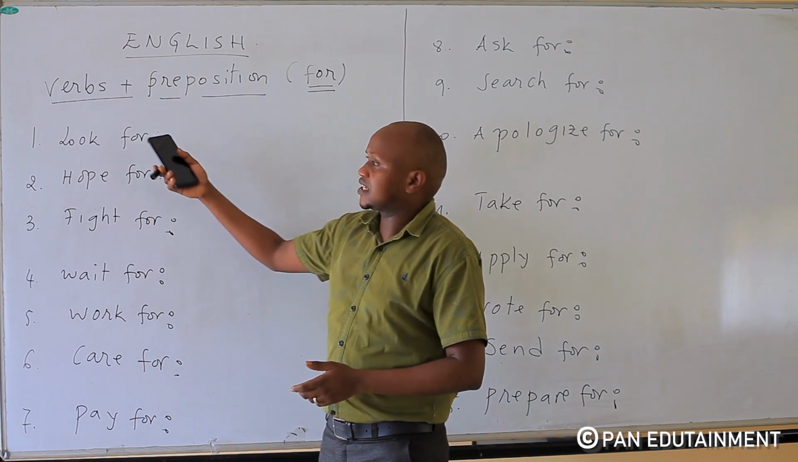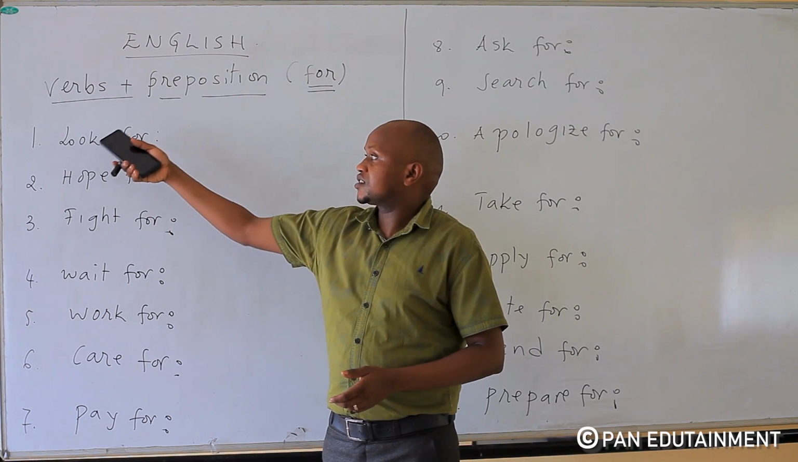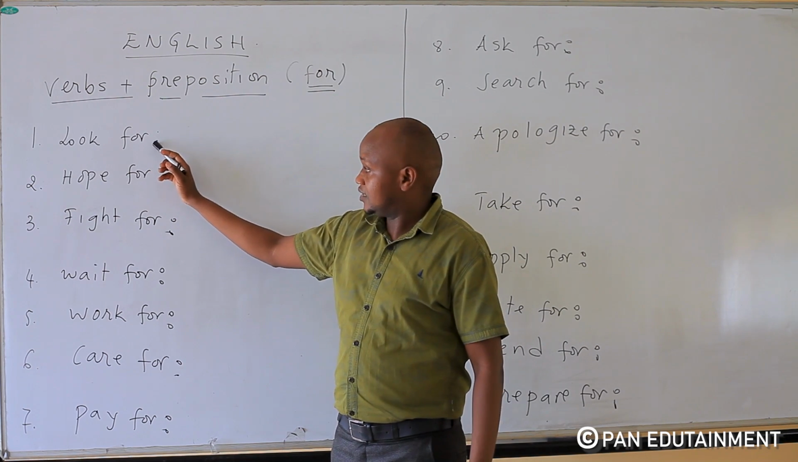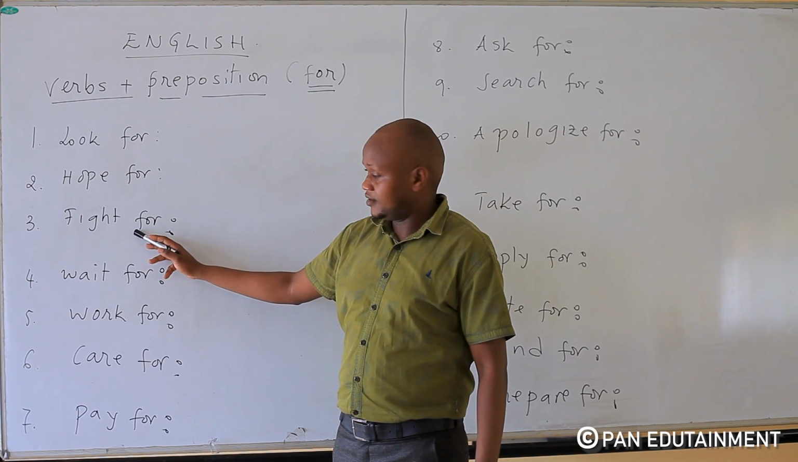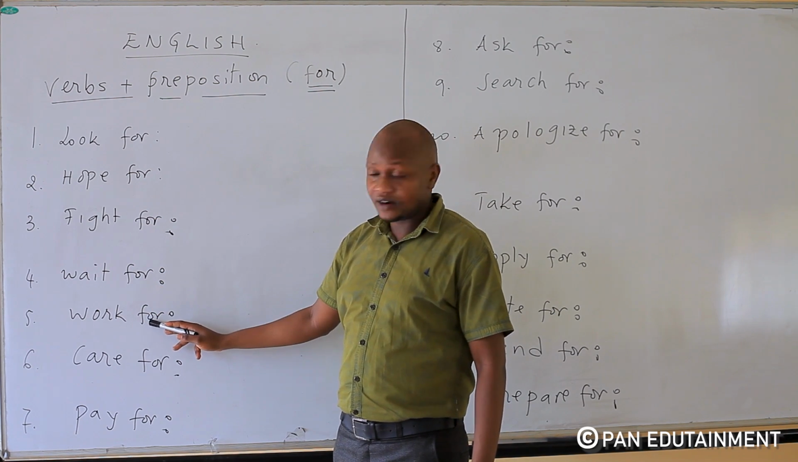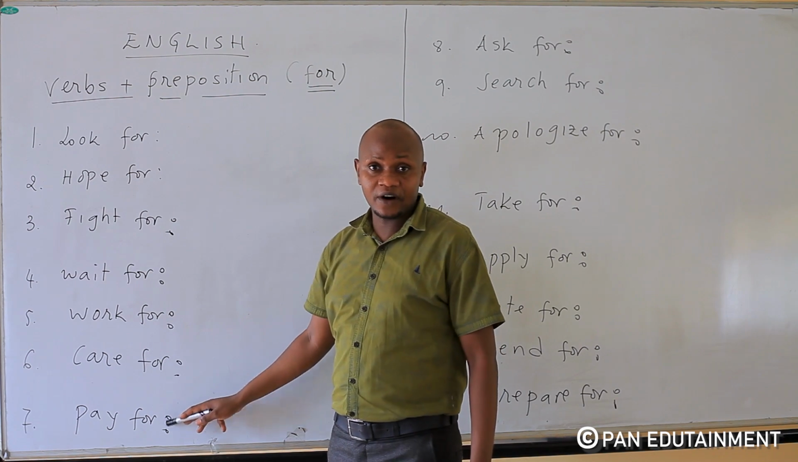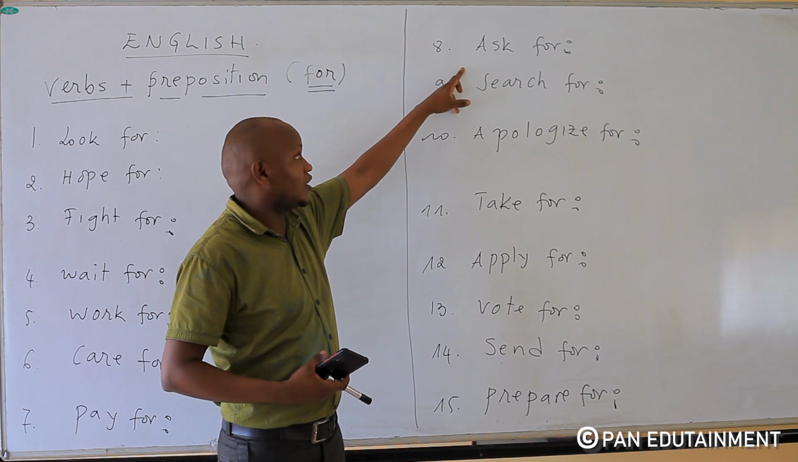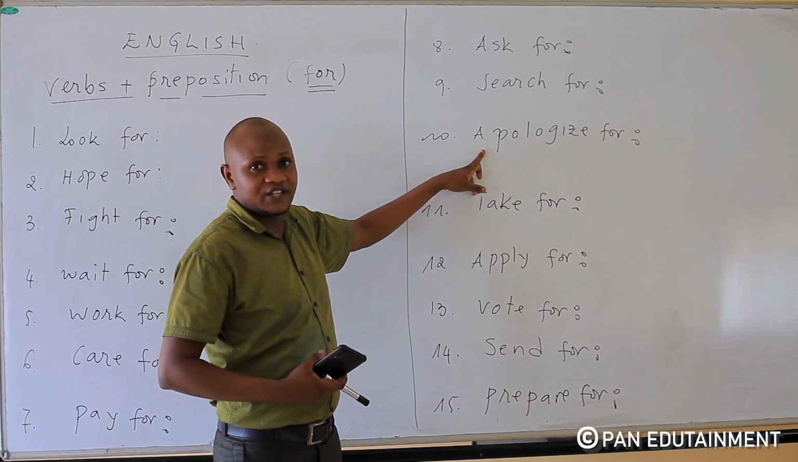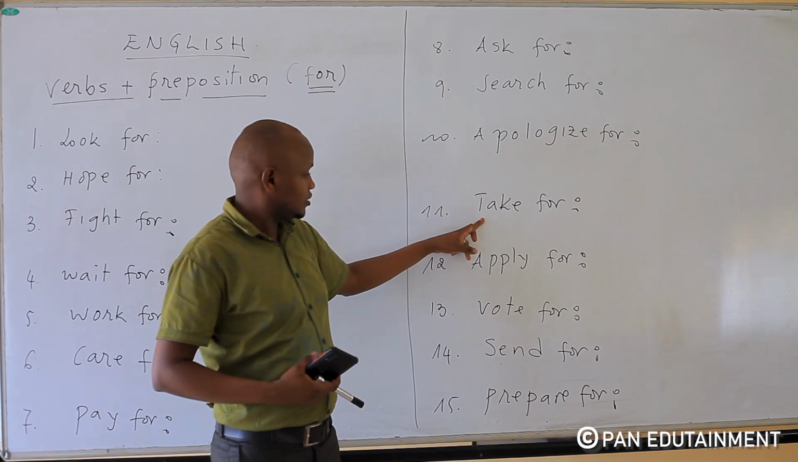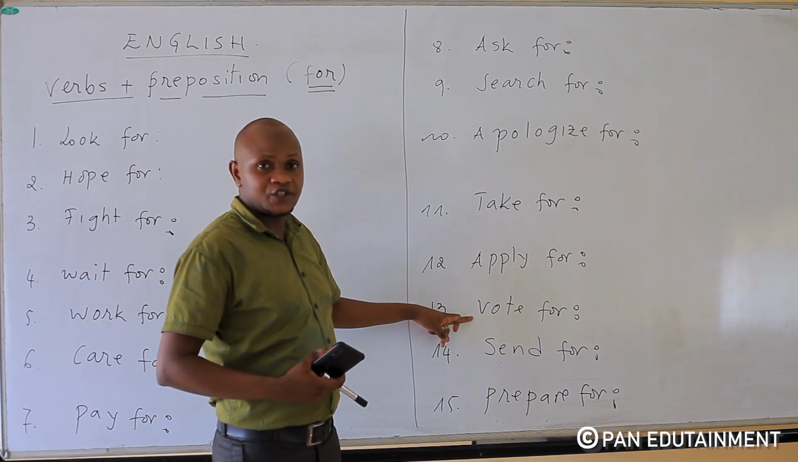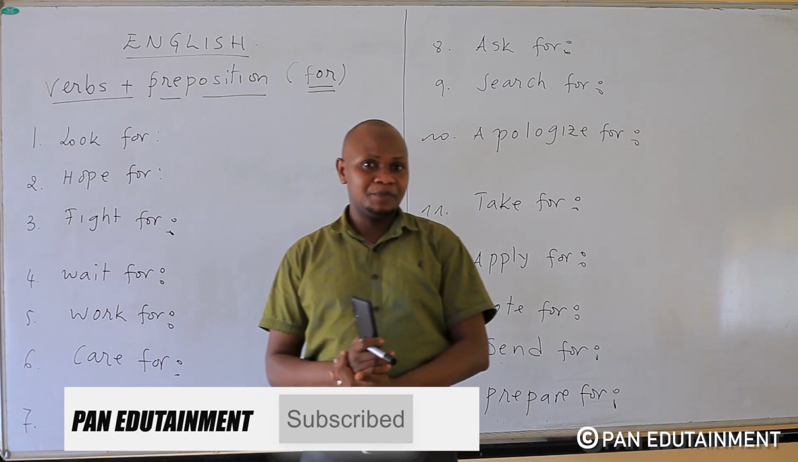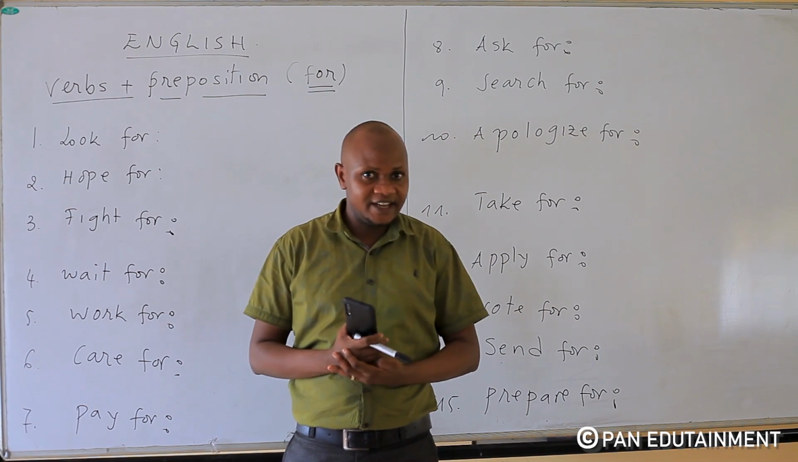Good, let us start immediately to the first prepositional verb, which is look for. Here we have look for, second hope for, fight for, wait for, work for, care for, pay for. Next here, ask for, search for, apologize for, take for, apply for, vote for, send for, and prepare for. These are 15 prepositional verbs that we are going to see today.